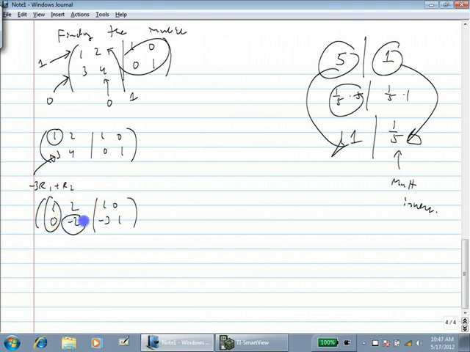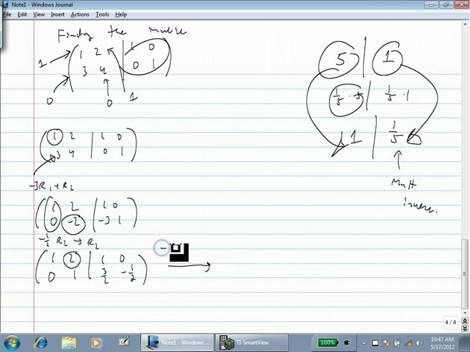Now we want to change this minus 2 into a 1, which is easy because all I have to do is take row 2 and multiply by negative 1/2. So row 1 does not change, but row 2 becomes 0, 1, 3 over 2, minus 1/2. And finally, to make this 2 into a 0, I'll say negative 2 row 2 plus row 1 into row 1. In doing so, row 2 stays as that.